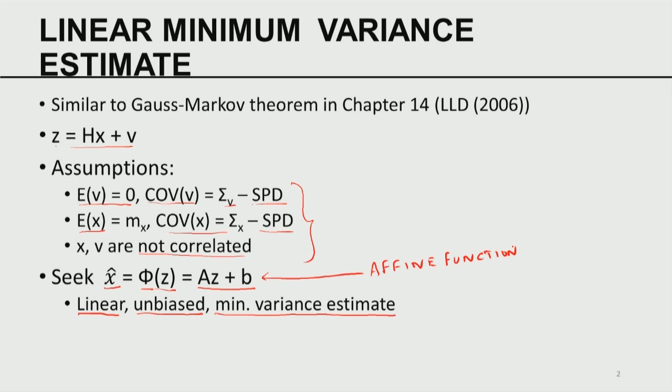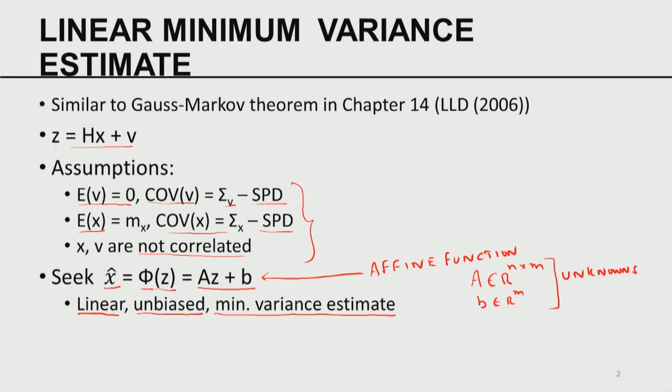Now please understand, we only know z. What is A? A is a matrix. What is the size of A? The left hand side, x hat, is an n dimensional vector, z is an m dimensional vector. So A belongs to R n by m. B belongs to R n. So A and B are two unknowns. So we simply require, let x hat be A z plus B. There are two parameters, A and B, and I would like to be able to determine A and B.